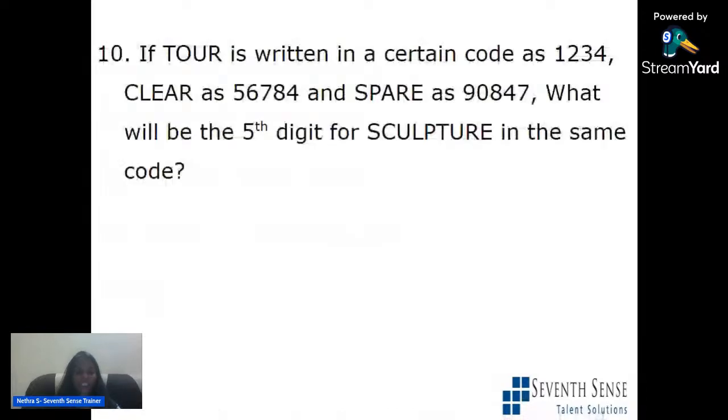If tour is written in a certain code as 1234, clear as 56784, and spare as 9847, what will be the fifth digit for sculpture in the same code? So you will get the options for this question: option A 3, option B 4, option C 6, option D 0. Just understand the question, read it carefully and try to answer it. You can see the question, just read it twice or thrice, you'll understand it.